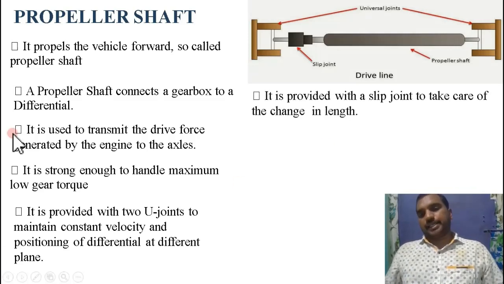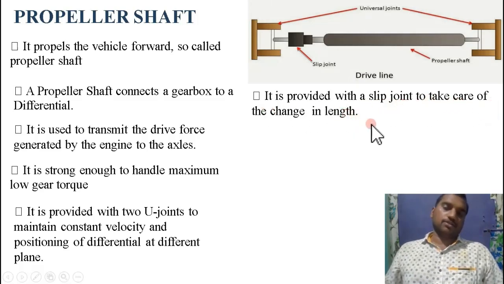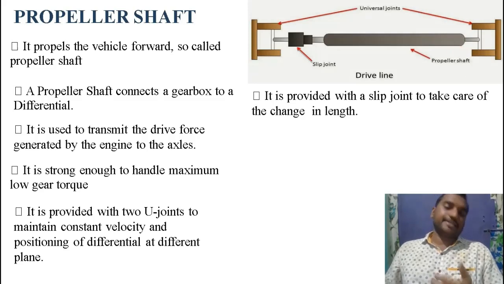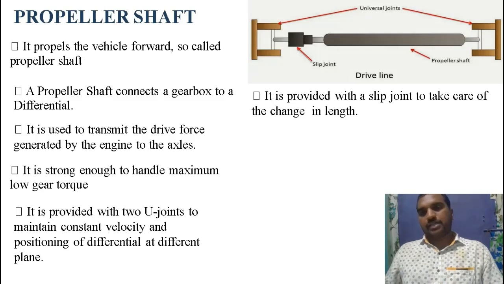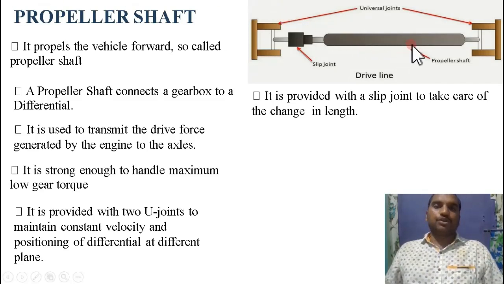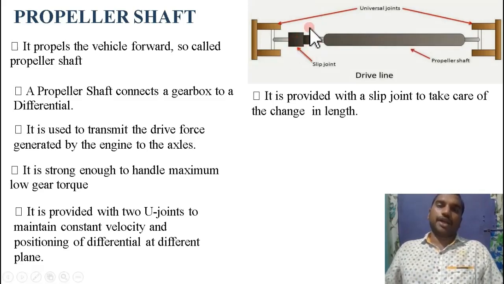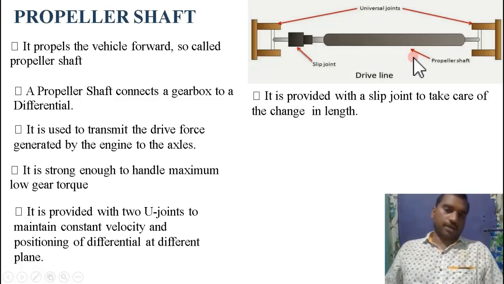Coming to the next point, it is provided with a slip joint to take care of the change in length. If the vehicle goes over a speed breaker at the rear side, the rear wheels will move up and come back to their original position. In this condition, the propeller shaft needs to adjust its length. How does it adjust its length? With the help of the slip joint, right? With the help of the slip joint, the propeller shaft length can be varied while the vehicle is moving over ditches or a speed breaker, right?